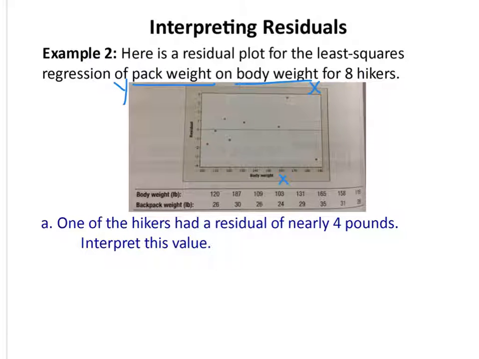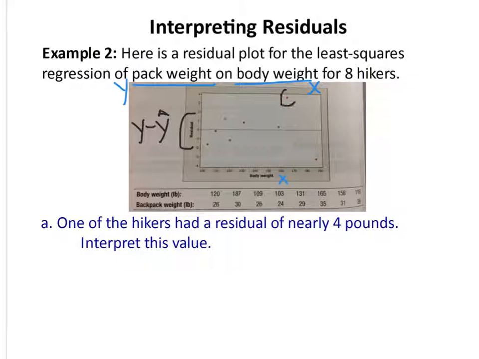Body weight is the x-axis. So my y-axis, instead of being the backpack weight, is the residuals. So these are already plotting my y minus y hat vertical distances. The points above the line are positive residuals, meaning that these points are where the backpack weight was more than what was predicted. The points below the line mean they predicted too high for the backpack weight, and these backpacks were lighter than predicted. So question A says one of the hikers had a residual of nearly 4 pounds.